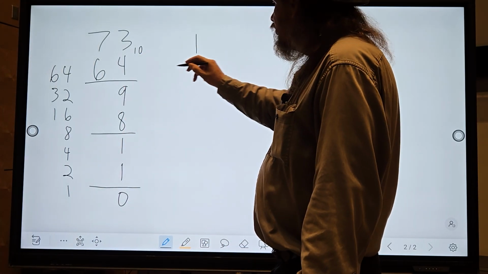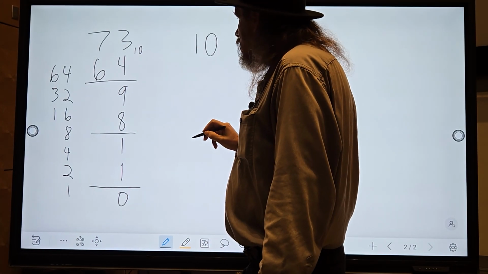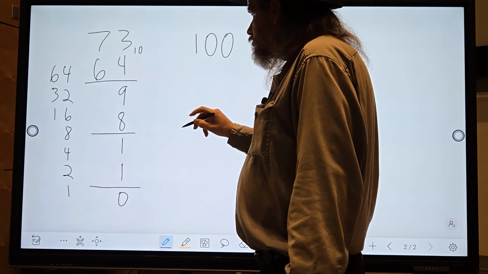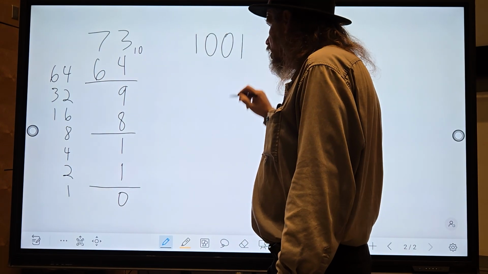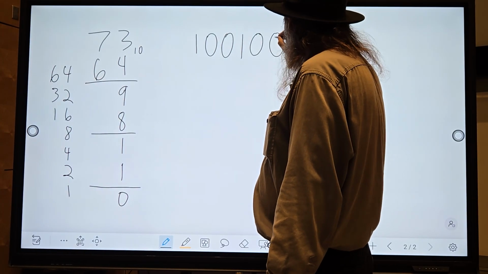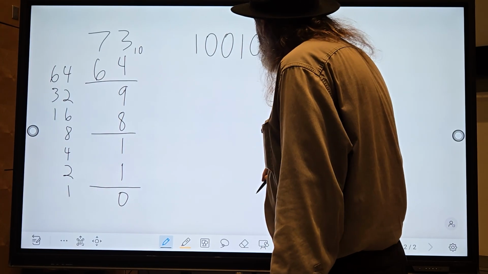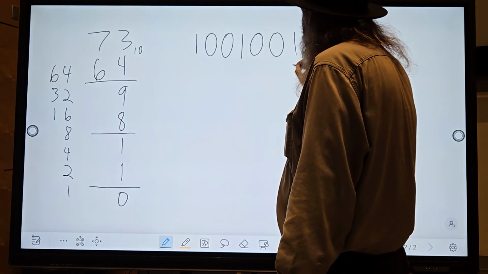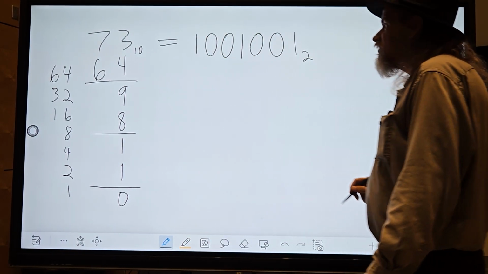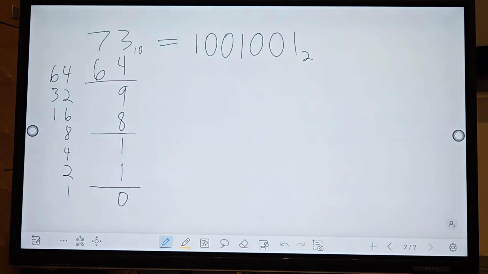So there's no 32s, there's no 16s, there's an 8, no 4s, no 2s, but there's a 1. So there is your answer. 73 base 10 is equal to 1001001 base 2.